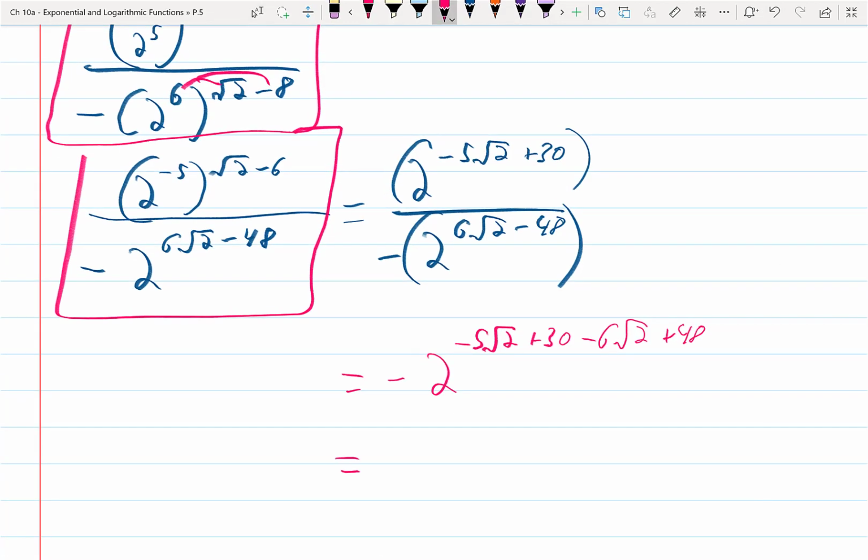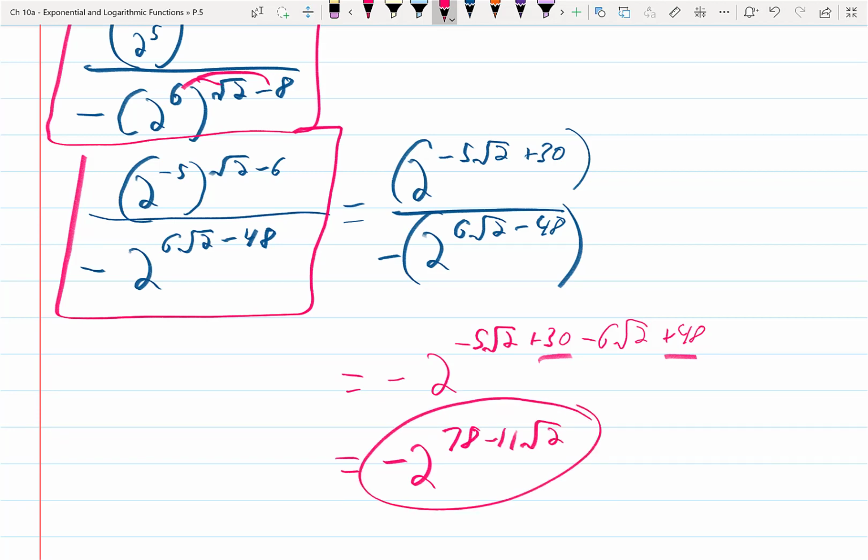Wait, can I ask why it would change to negative? Why would it be negative? I know, but there's a positive on top. A positive number divided by a negative number is a negative. No, I'm actually pulling this out as a negative 1 and just kind of leaving the negative 1 off to the side. So we add these, we get 78 minus 11 root 2. And that's as simple as that can go.